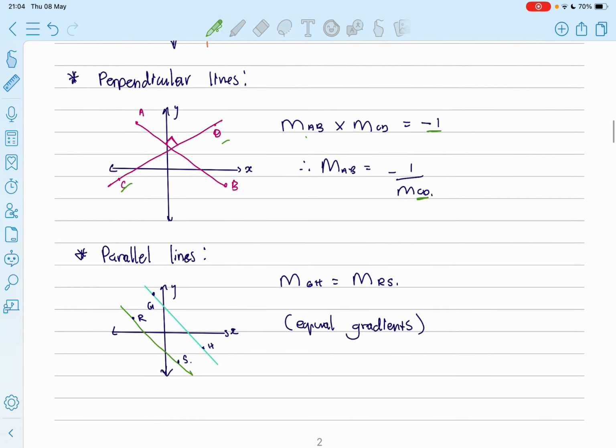Okay, and then lastly, we are looking at parallel lines. So whenever you are told that two lines are parallel, you should be very happy, because it means that they have equal gradients. So if you have the gradient of one line, you don't need to calculate the gradient of the other line that is parallel to it, because they are equal.